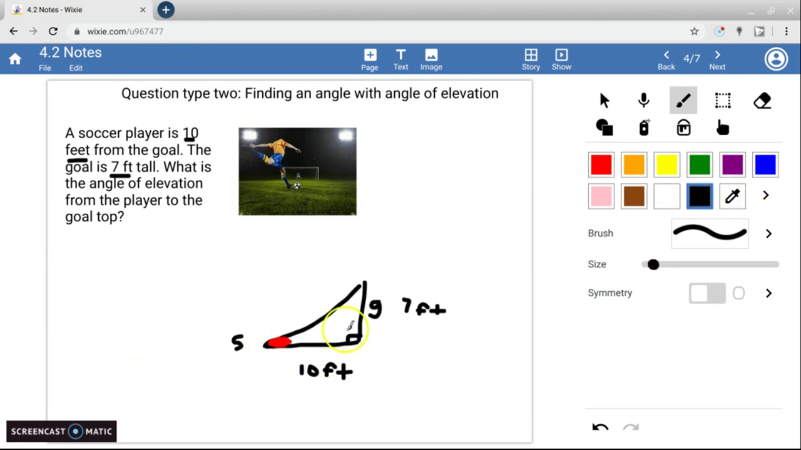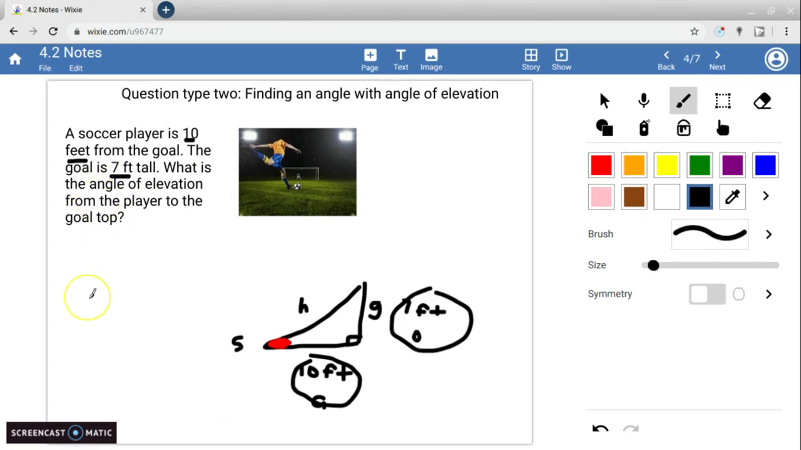So first we have to figure out what we're going to use. This is the opposite. This is the adjacent. This is the hypotenuse. And then we are going to be circling these. So we're using tangent. And, well, it seems like with word problems, most of the time you use tangent, but not every time. It just happens to be for, I think, almost all of these problems on this video.